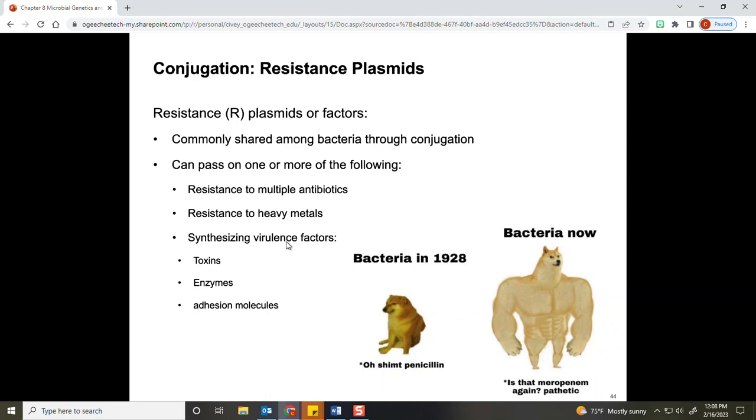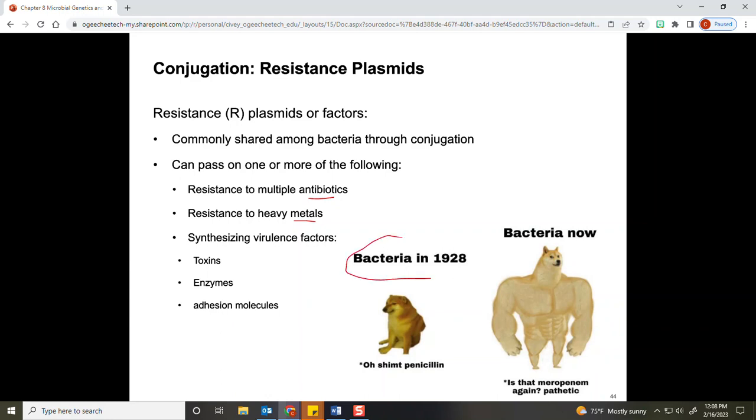And we like to talk about this in micro because it's a huge problem, but this can account for a lot of the mechanisms behind which microbes are becoming more and more resistant to various antibiotics or any other antimicrobial substance. And this trait for being resistant to various things oftentimes is a process through sharing resistant genes through this process of conjugation that we've been discussing. So this passing on of these genes can cause resistance to antibiotics, resistance to heavy metals. It can cause them to synthesize virulence factors like toxins and enzymes or adhesion molecules that make it easier for them to make us sick.